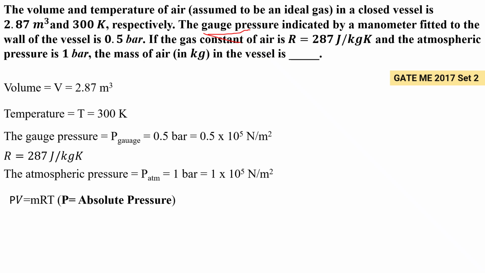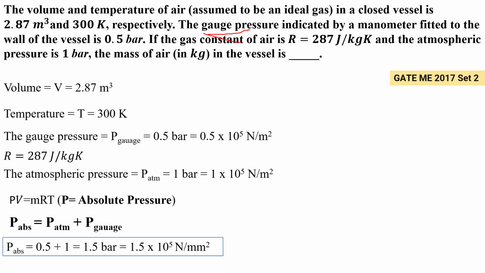But here in the data the gas pressure and atmospheric pressure are given, and we have to determine the absolute pressure. We know the relation between the absolute pressure, atmospheric pressure and gas pressure: absolute pressure equals atmospheric pressure plus gas pressure. Then the absolute pressure will become 0.5 plus 1, which equals 1.5 bar, which is 1.5 into 10 to the power of 5 Newton per, sorry, it is meter square, not mm square. So Newton per meter square.